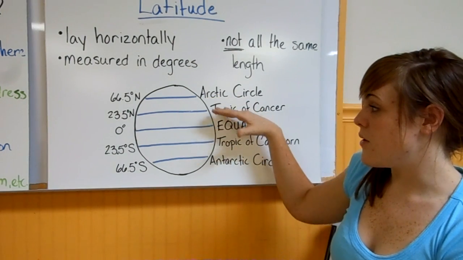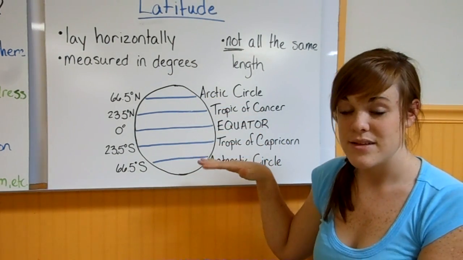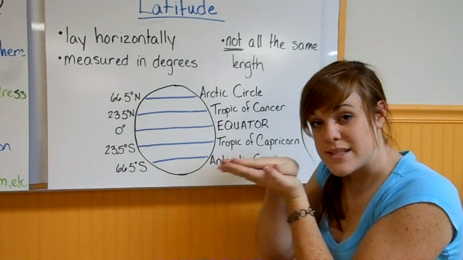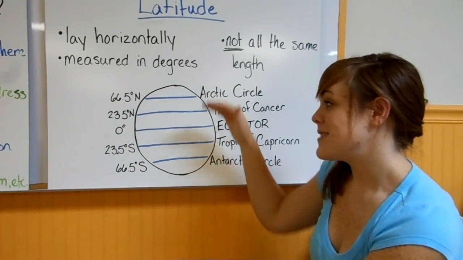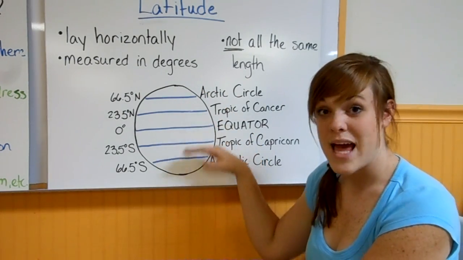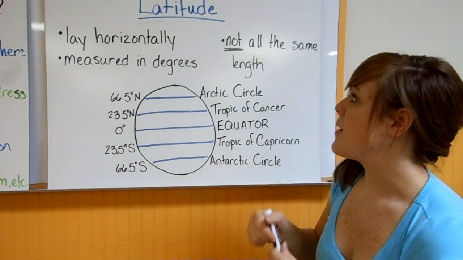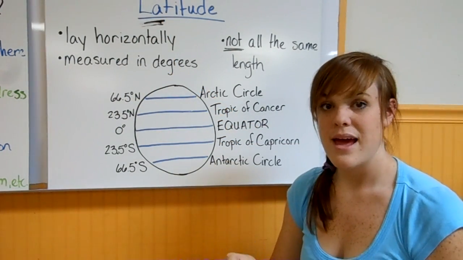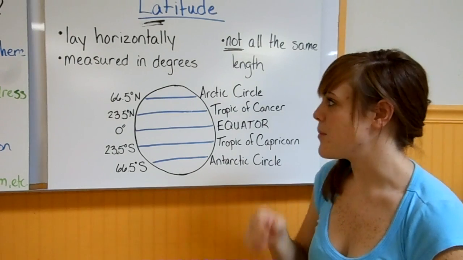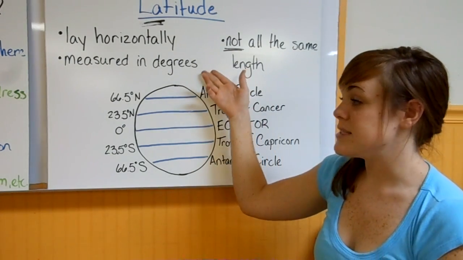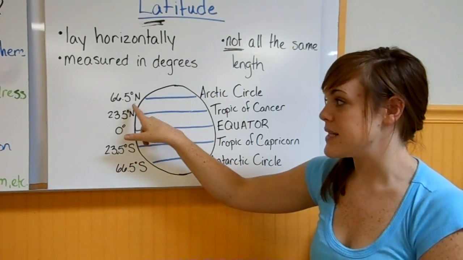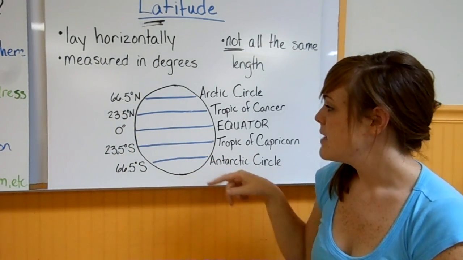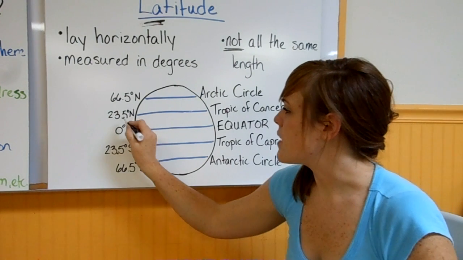Latitude, they're the lines that lay flat. Okay, they lay horizontally. When you're laying down, this is the way you're facing. So latitude, they're the lines that are laying down. And you can remember that by thinking latitude starts with L-A, lay. Lay, latitude. Easy to remember. They're measured in degrees, as you see here. So this is 66.5 degrees, 23.5 degrees. Point is really hard to see.